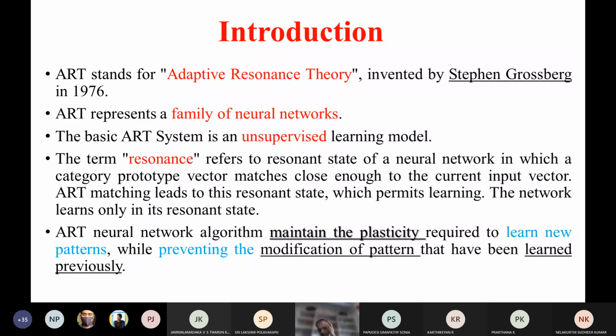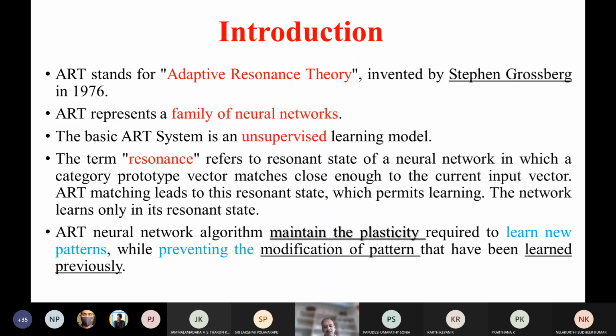The other networks we saw in the previous versions till module 2 were supervised learning models, but module 3 is completely unsupervised learning. It is similar to SOM, self-organizing maps.